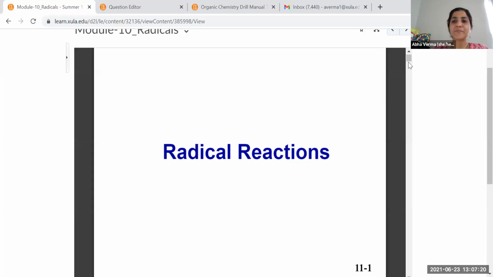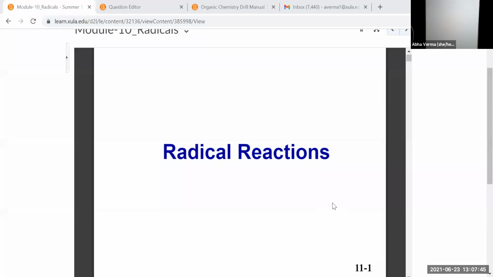Okay, so module 10 is going to be our last module that we will be studying about. And even though we will not have any exam or any drill test for module 10, you must know that it is a very important component of your final exam. Okay, so radical reactions.